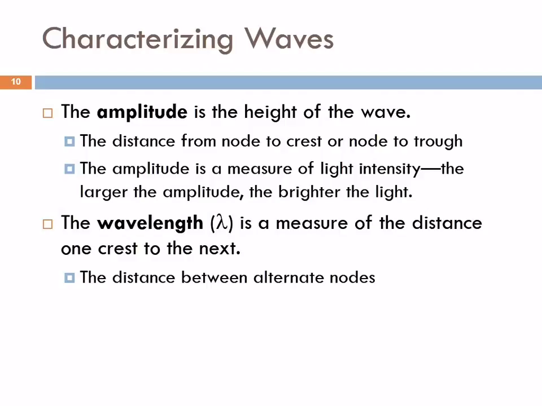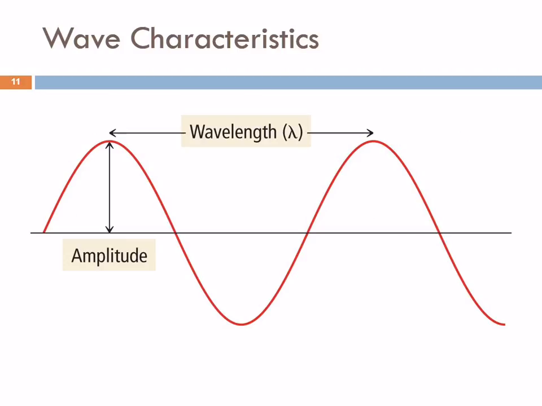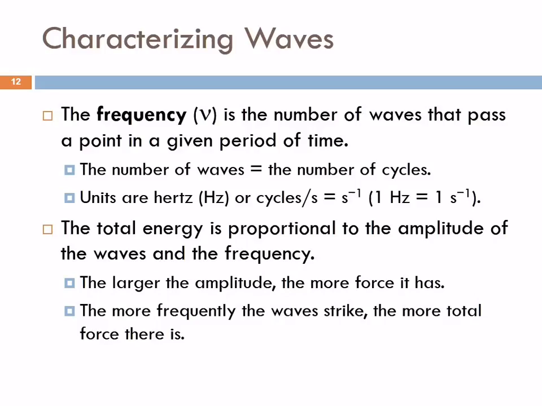Another measure of waves is their wavelength. This is given the symbol lambda. That's the Greek letter L, lambda. It's like an upside down Y. That's the measure of the distance from one crest to the next or between alternate nodes. So here's the amplitude, and here's the wavelength. It's from the top of one to the top of the next. That's how long the wave is, the wavelength. That's a cosine. You can do things with sine and cosine, but we're not going to.